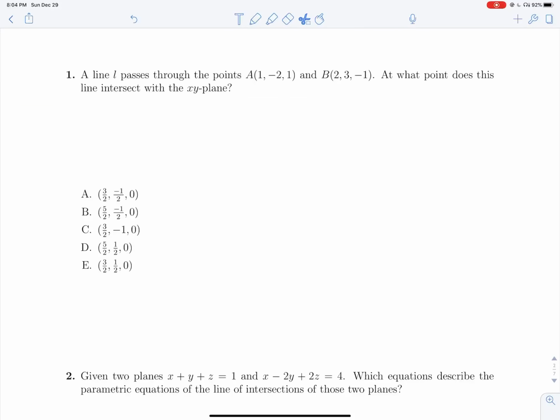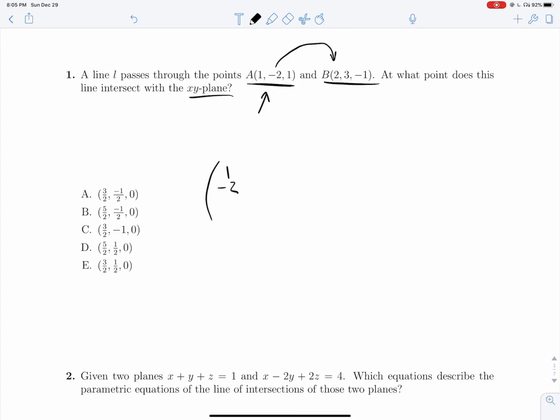Okay, we want a line that passes through these 2 points, and we are looking for the intersection point of that line with the xy plane. So all we need for this parametrization is a point that's on the line and a position vector that goes from our first point that we know is on the line to our second. So let's write that out.